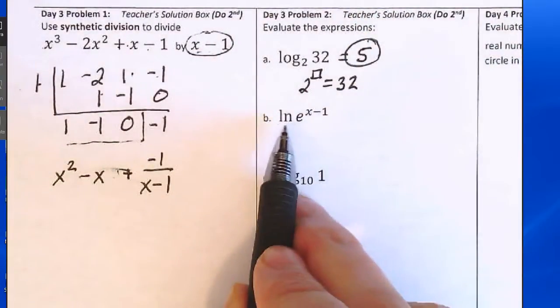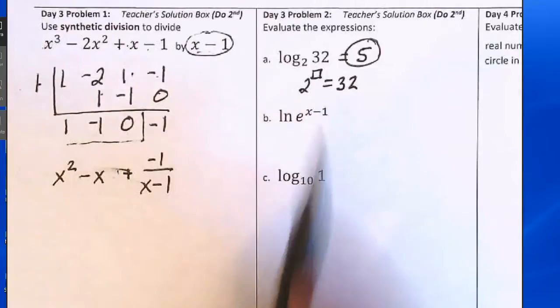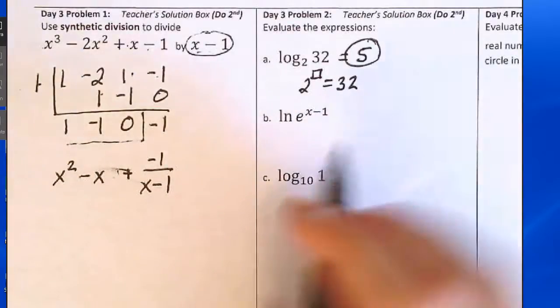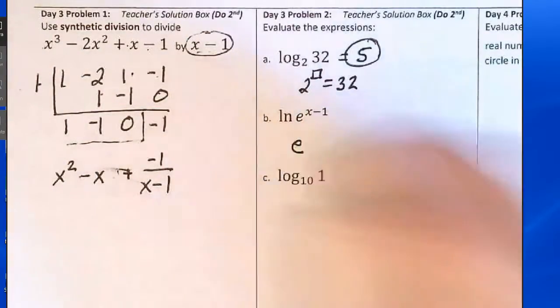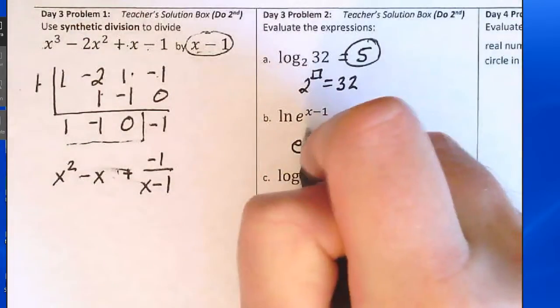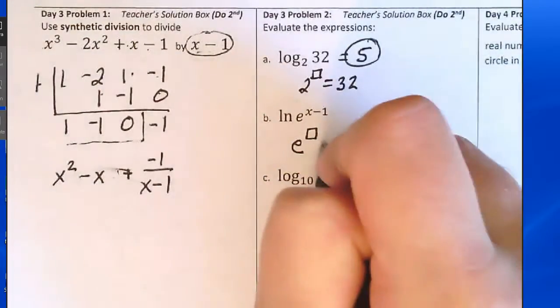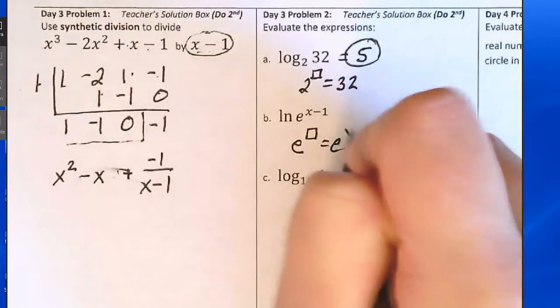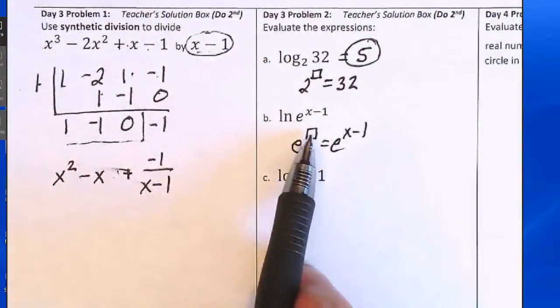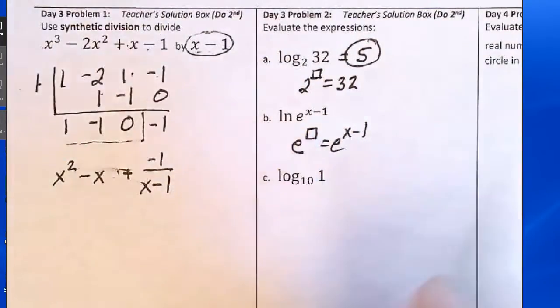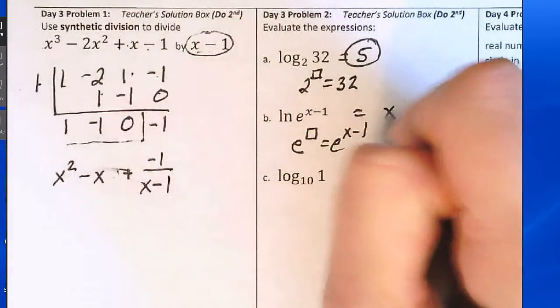Question B, the natural log of e to the x minus 1. The base of a natural log expression is e, and we want to find out what power is needed to equal e to the x minus 1. And that answer is x minus 1.